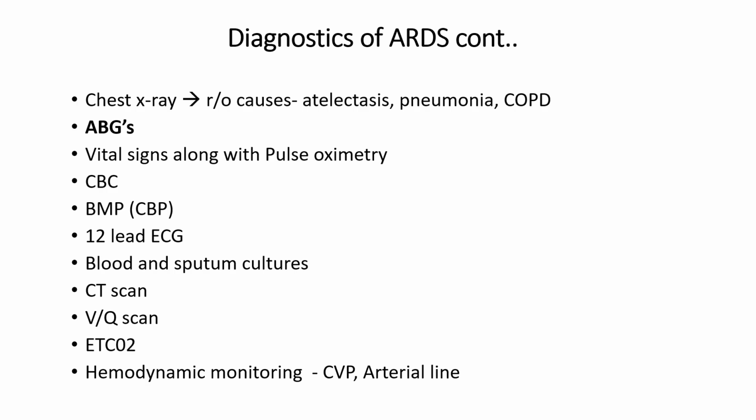A CAT scan can give us a more detailed picture of the lungs. It can show early infiltrates, pulmonary edema, areas of consolidation, and exclusion of pulmonary embolism. They give you more detail and a more accurate diagnosis. The VQ scan is a ventilation perfusion scan that can help rule out pulmonary embolism, which may be present with acute respiratory symptoms that are similar to ARDS.